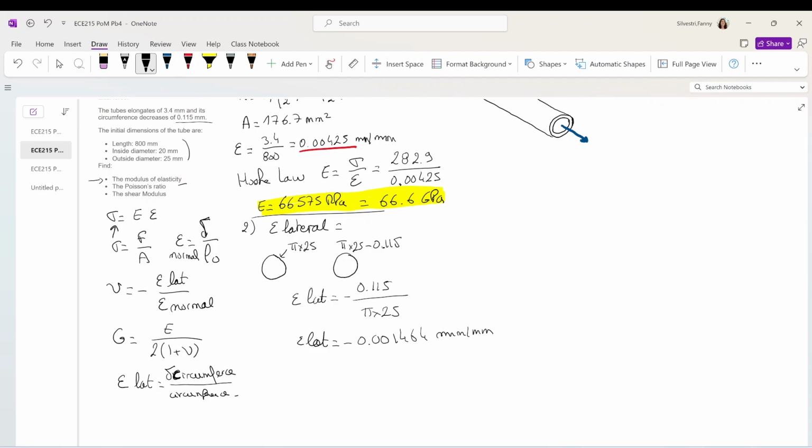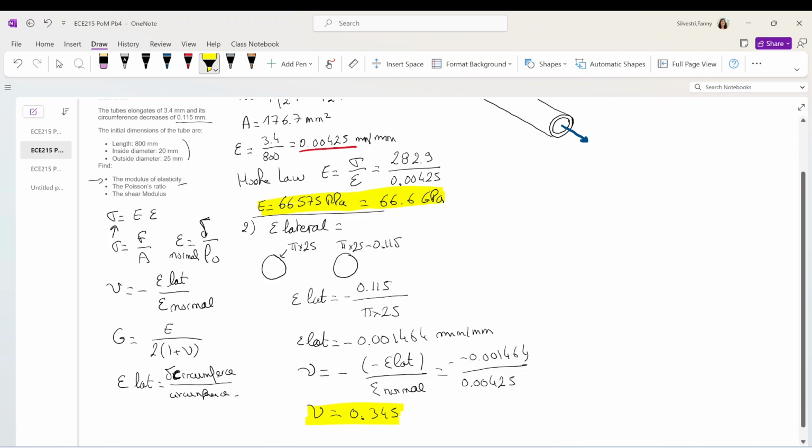Now we can plug that into the Poisson ratio: nu equals minus the epsilon lateral divided by the epsilon normal. So this is minus minus 0.001464 divided by the epsilon normal that we found before, 0.00425, and we found a Poisson ratio of 0.345. There you go. Let me highlight this answer.